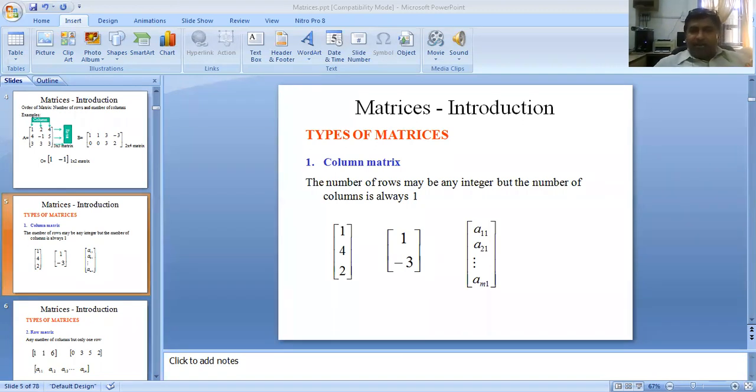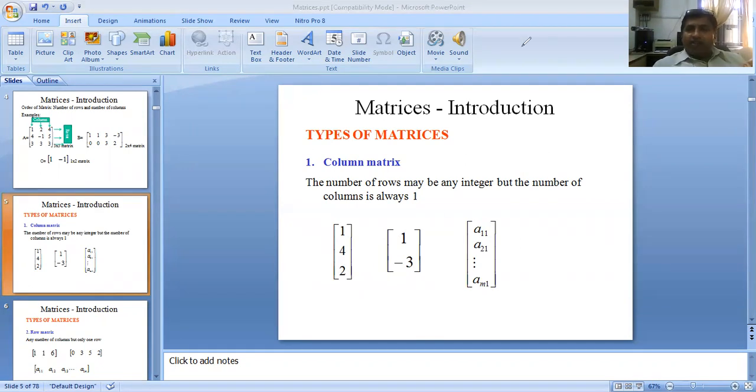Say for example, here 1, 4, 2. So there is only one column and there are 3 rows. The order of the matrix is 3 cross 1, and it is a column matrix. In a similar way, another matrix is given to you, 1, minus 3. So here also there is only one column and the number of rows is 2. Such kind of matrix is called a column matrix.